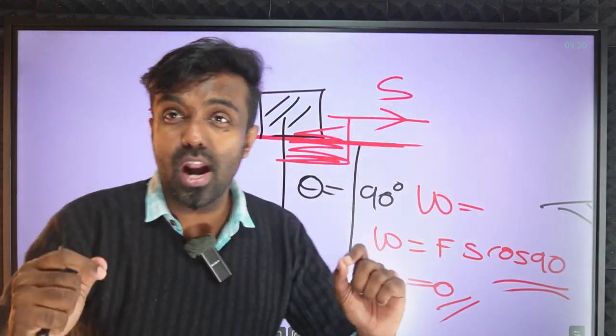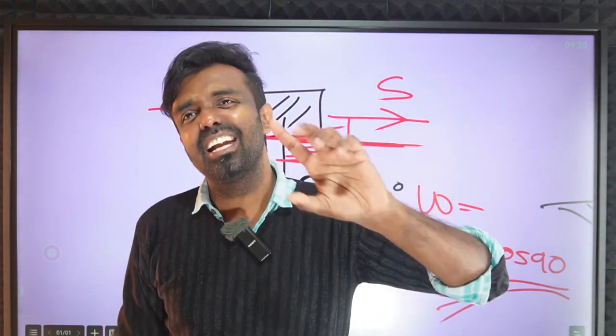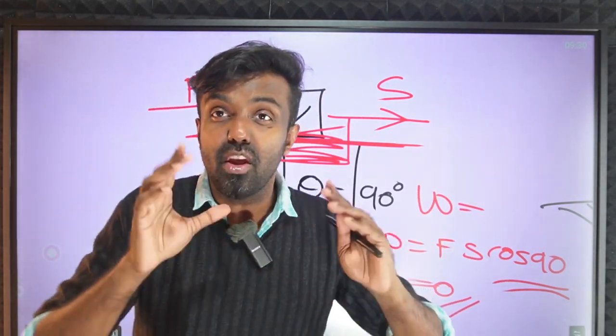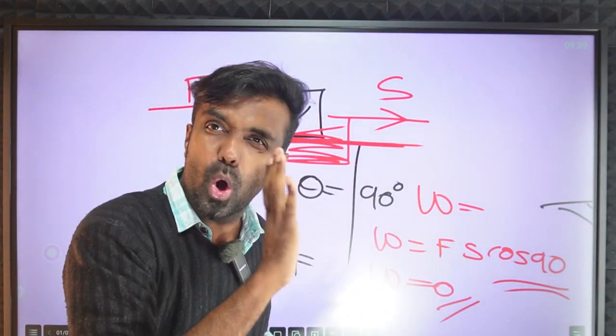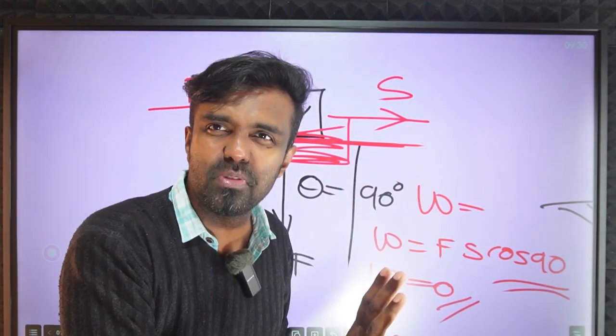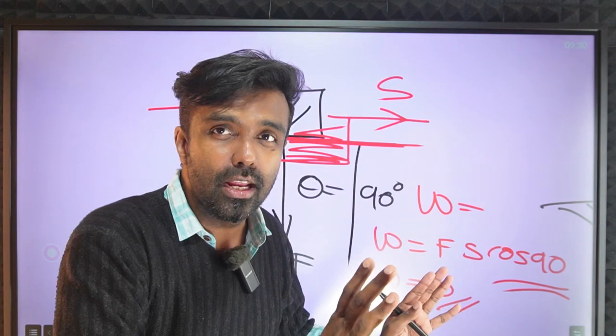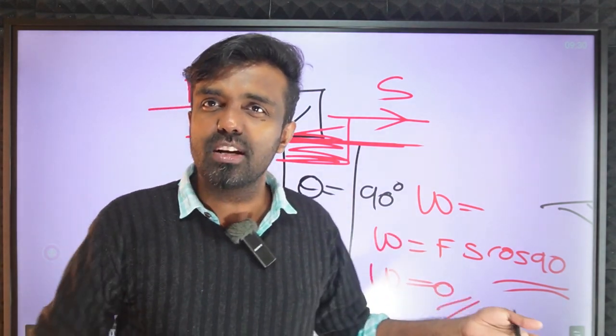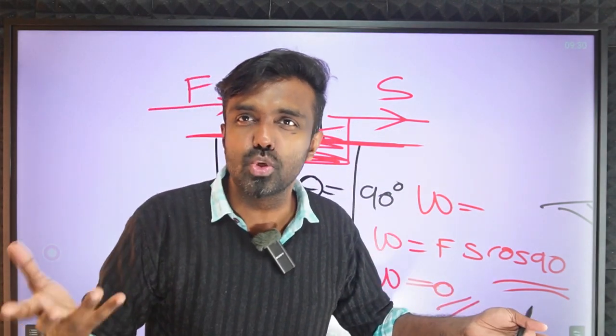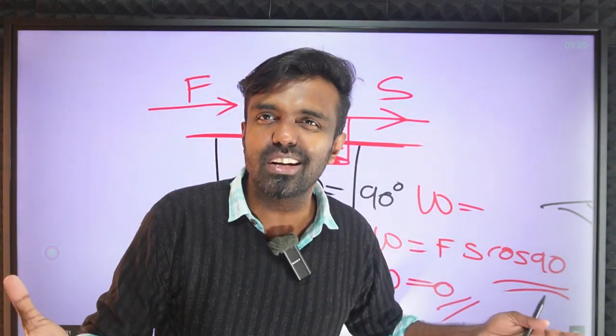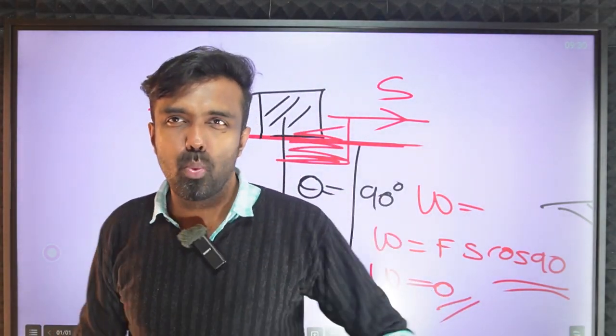That is one type of zero work. Another example: if you pull or push a stationary object like a wall or a big tree, but it doesn't displace, then the work done is 0. Meaning there is no displacement, so the work done is 0. That's all about work done.